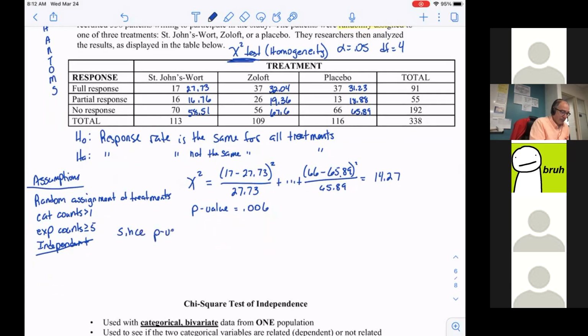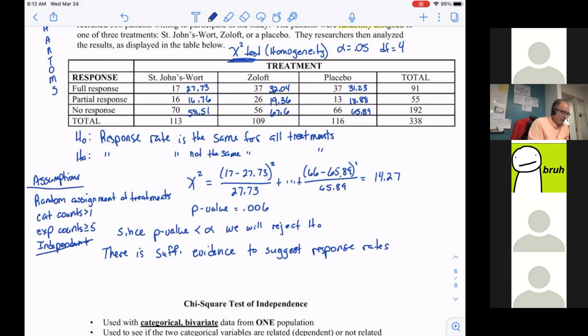Since our p-value, this time it's less than alpha, we will reject H0. There is sufficient evidence to suggest response rates are not the same among treatments.